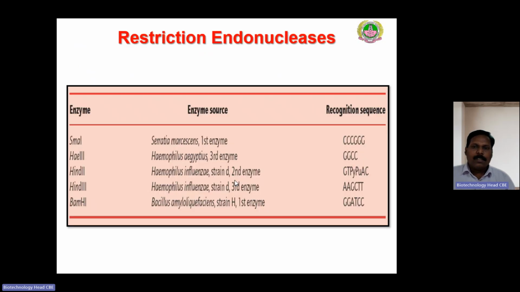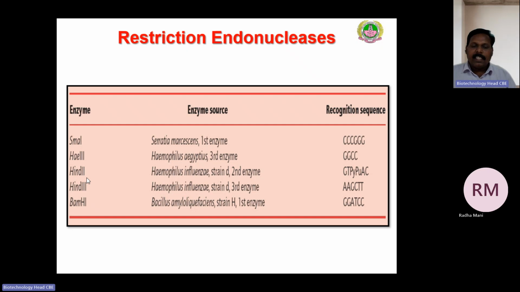We have a large number of restriction endonucleases. For example, more than 2,500 restriction endonucleases have been isolated and characterized. Some of the examples include the SmaI enzyme from Serratia marcescens, and typically they have recognition sequences. And we have enzymes from Haemophilus aegyptius, Haemophilus influenzae, HindII, HindIII, and BamHI from Bacillus amyloliquefaciens. As I mentioned, these enzymes are very specific and they cleave the DNA at appropriate recognition sequences.